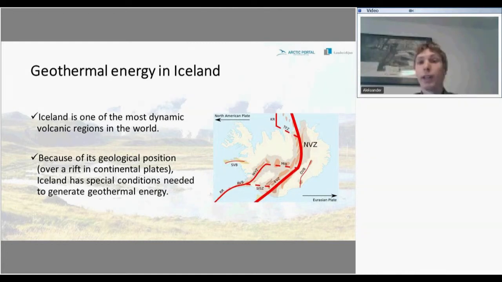So why is Iceland so popular for using geothermal energy? There are two reasons. Actually, just one big one. Iceland is one of the most dynamic volcanic regions in the world, and because of its geographical location, because it's located over a rift of continental plates, Iceland has very unique and special conditions needed to generate geothermal energy.